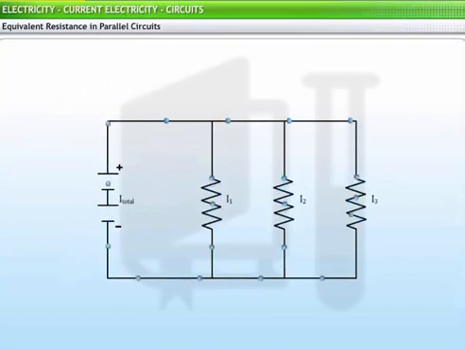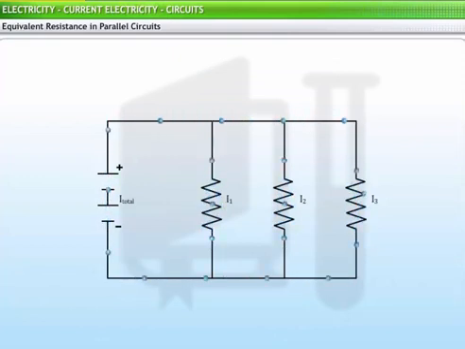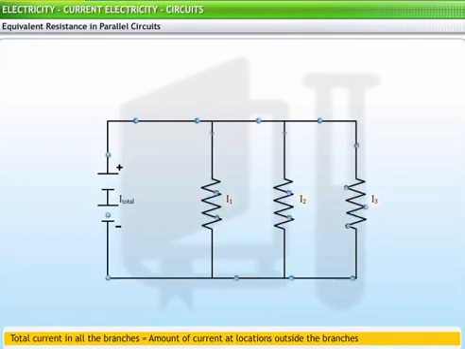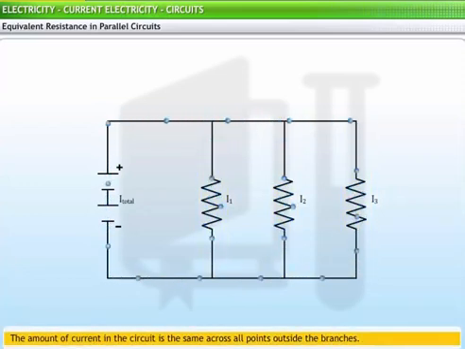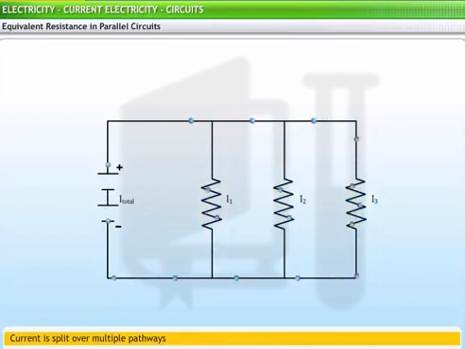Similarly, in a parallel circuit, charges divide up into separate branches. Based on the resistor in each branch, the current across branches can vary. Nonetheless, when taken as a whole, the total amount of current in all the branches is equal to the amount of current at locations outside the branches. Thus, the amount of current in the circuit is the same across all points outside the branches. However, it is split over multiple pathways. This principle can be represented as I total is equal to I1 plus I2 plus I3, where I total is the total amount of current outside the branches and in the battery, and I1, I2 and I3 represent the current in the individual branches in the circuit.